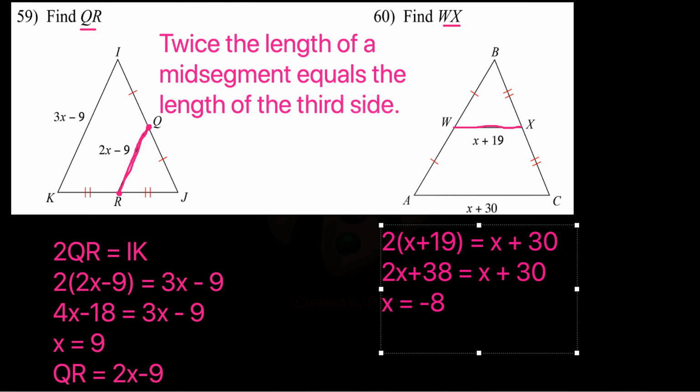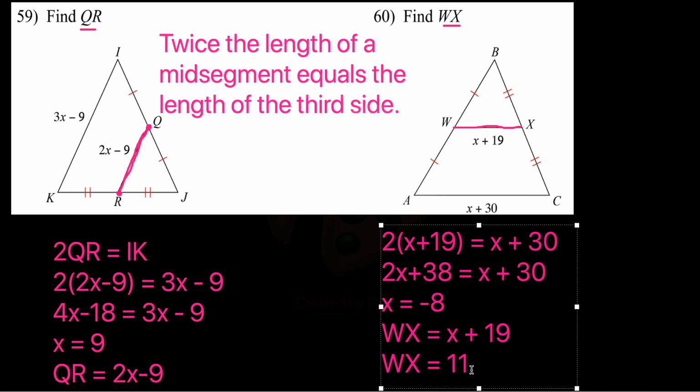Okay, so take your time doing that algebra. You would subtract x on both sides, then you'd subtract 38 on both sides. You get x equals negative 8. If I'm looking for WX at the end of the day, that's x plus 19. So in this case, since x is negative 8, I'm going to get that WX is equal to negative 8 plus 19, which is 11. And I have WX in this case. This is you using the mid-segment theorem.